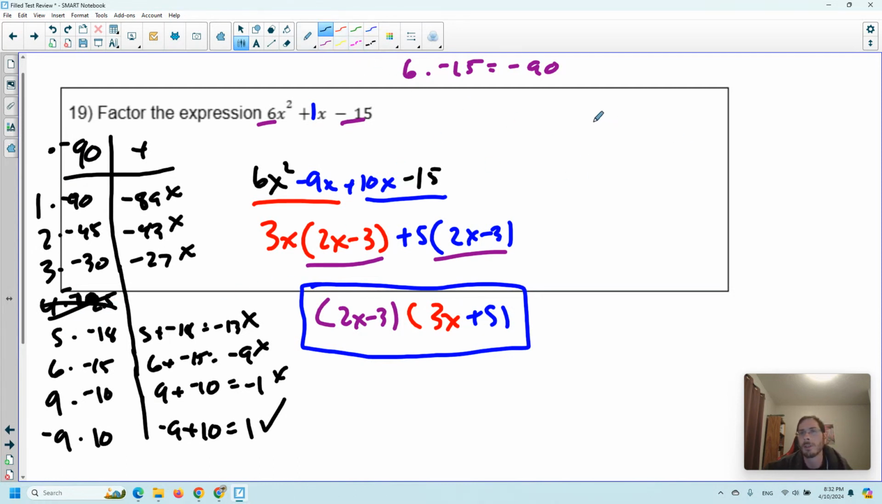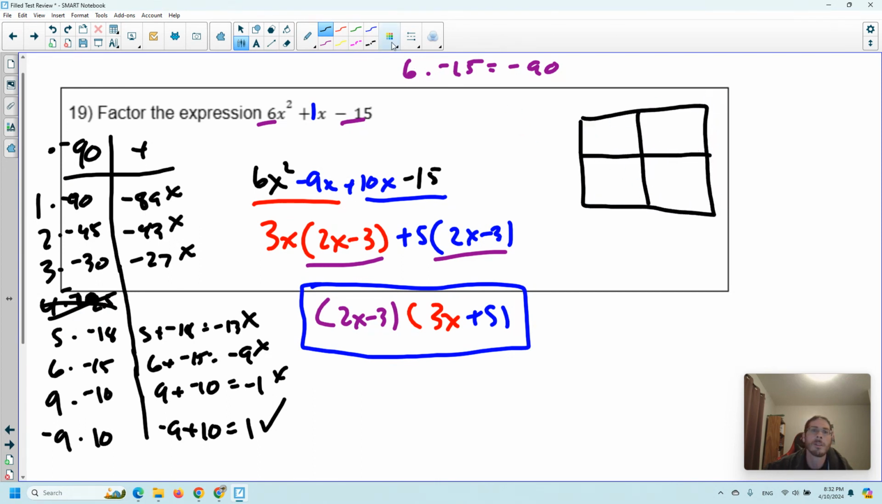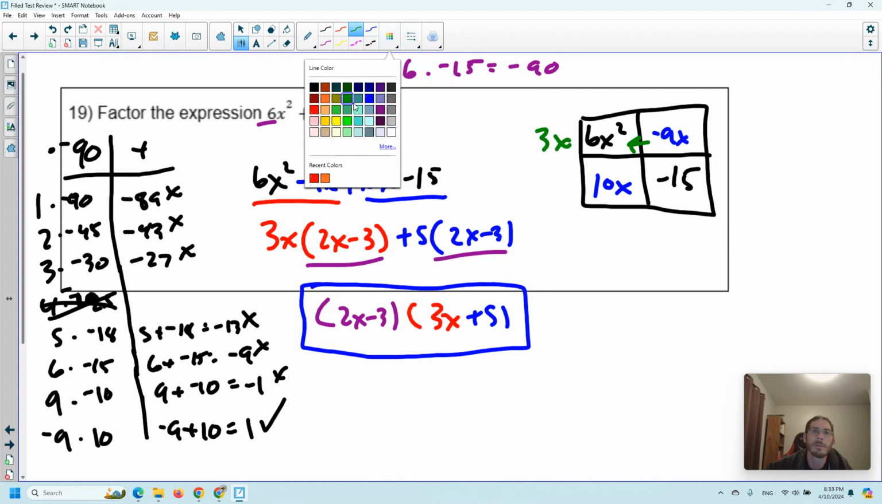Again, I'll show the boxes too, just because I know we were pretty evenly split. For the boxes, if we want to factor with the area model, 6x squared and minus 15. The numbers we picked were negative 9x and then 10x. So we make it easy on ourselves. We can see that we can divide both of these by 3, and they both have an x.